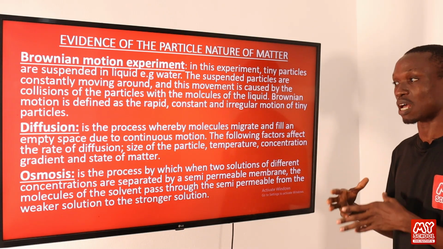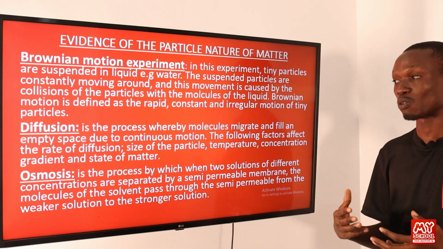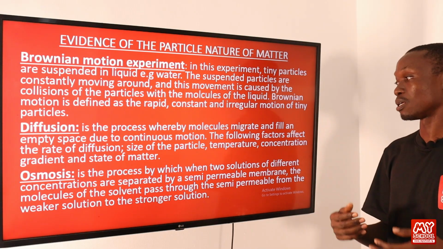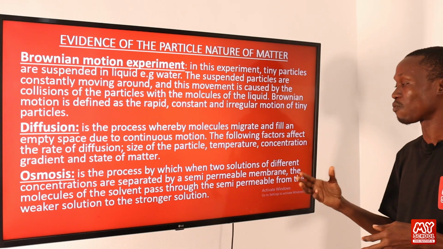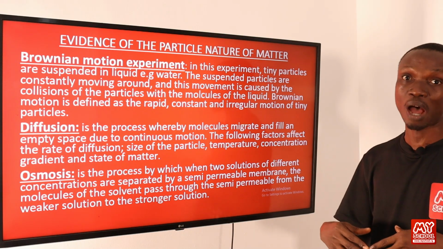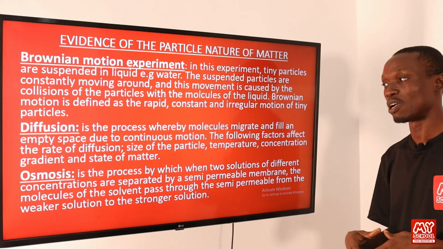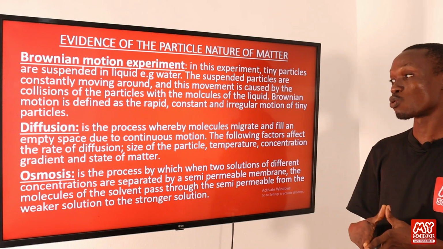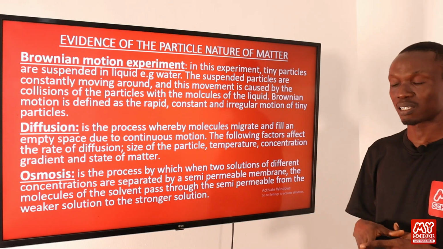The following factors affect the rate of diffusion: size of the particle. The smaller the size of the particle, the higher the rate of diffusion. Then also temperature. The higher the temperature, the higher the rate of diffusion. Then we also have concentration gradient. Diffusion occurs more in areas of higher concentration than areas of lower concentration. Then we also have the state of matter, whether the matter is solid, liquid, or gas. And one thing we must know is that the rate of diffusion is highest in gases and least in solids.